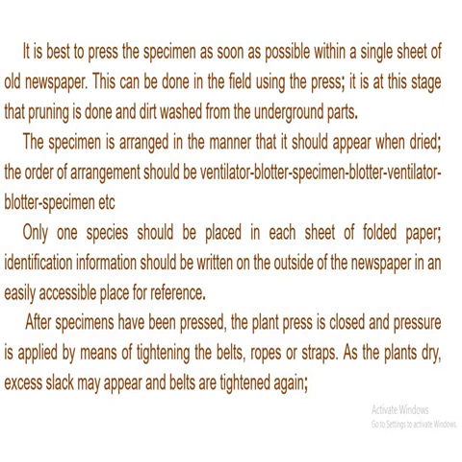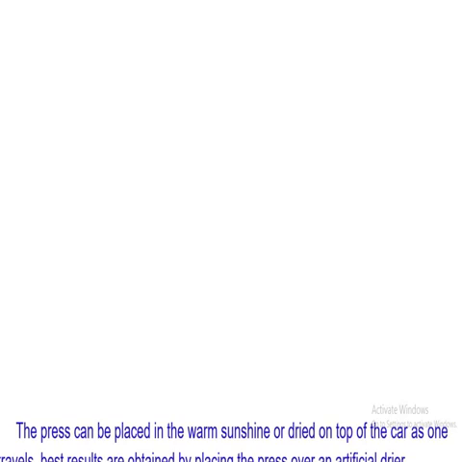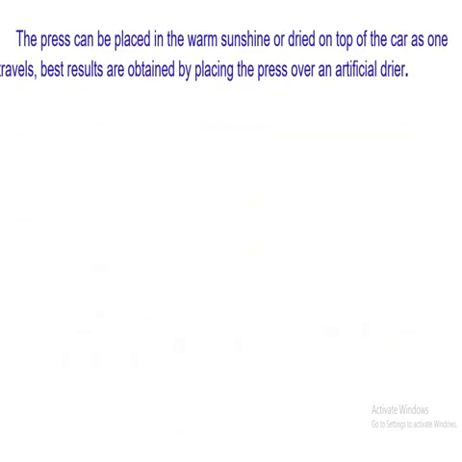belts or straps for tightening this particular plant press, because as the plant dries, they release moisture and excess slack appears. Slack means the plant press now will appear loose. So you keep on tightening, so that a good press achieves its function. Now the plant press can be placed in the warm sunshine or on top of the car as one travels. But the best practice, or if you want to obtain the best results, you'll be expected to place this particular plant press in an artificial dryer.